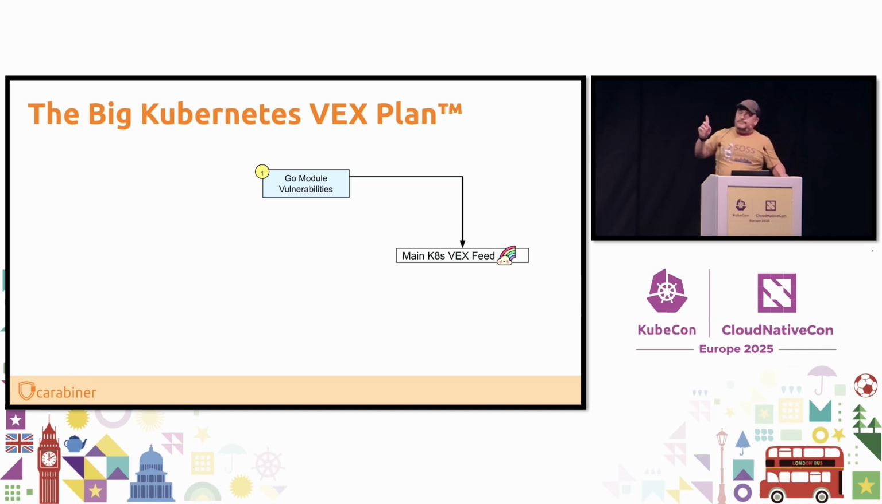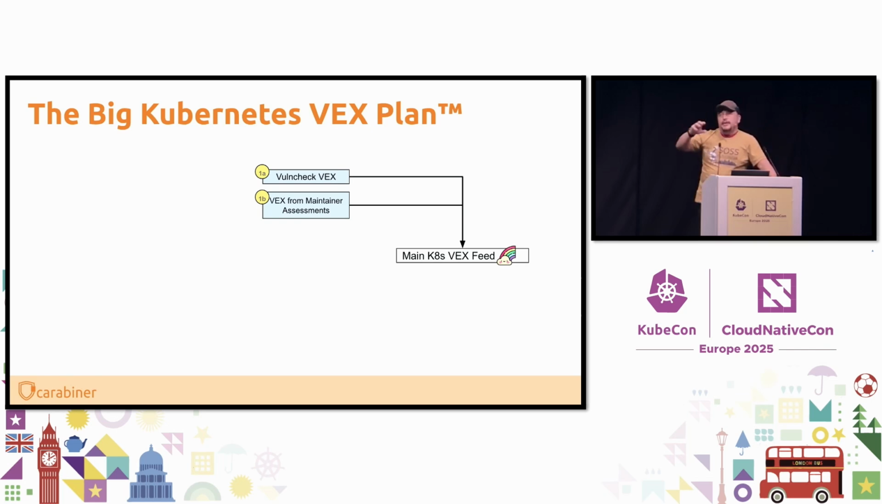That by itself is in reality two feeds that are mixed into one. One, SIG Security runs periodical scans, so govulncheck on the Kubernetes code. And now the idea is that we are capturing that output.